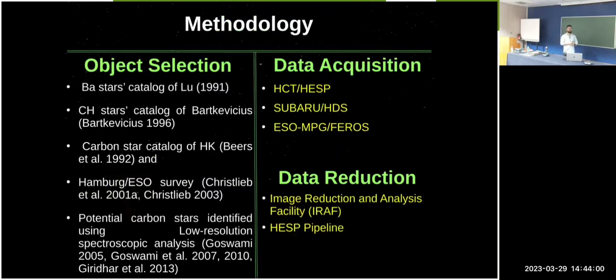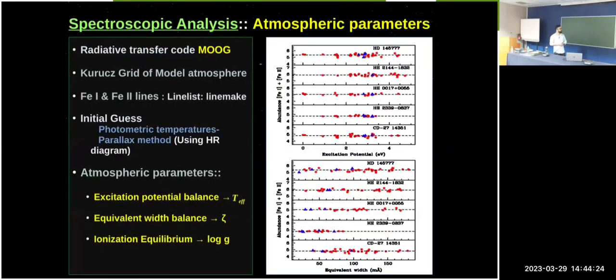We have selected our program stars from several catalogs from the literature, and we have acquired high resolution spectra of the program stars using HESP attached to HCT, HDS attached to Subaru, and FEROS attached to ESO-MPG. We have used IRAF and the HESP pipeline for data reduction, and the standard data reduction procedure has been followed.